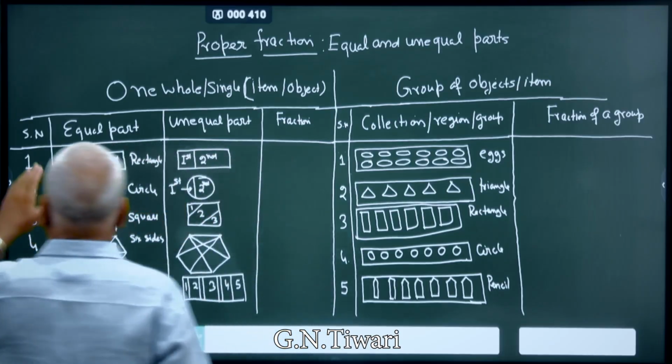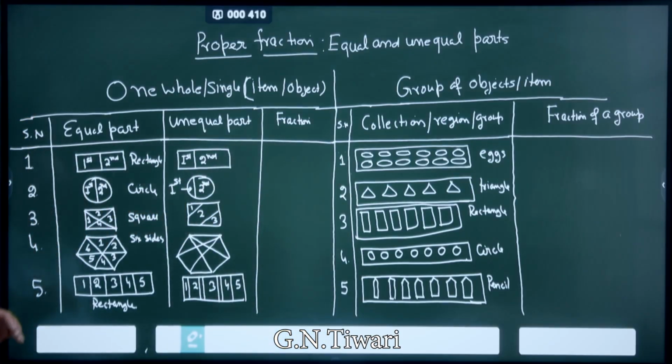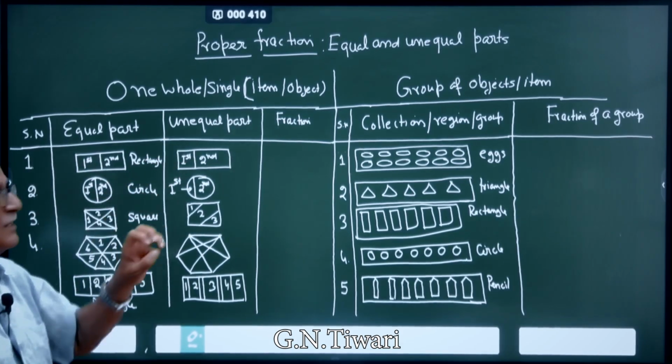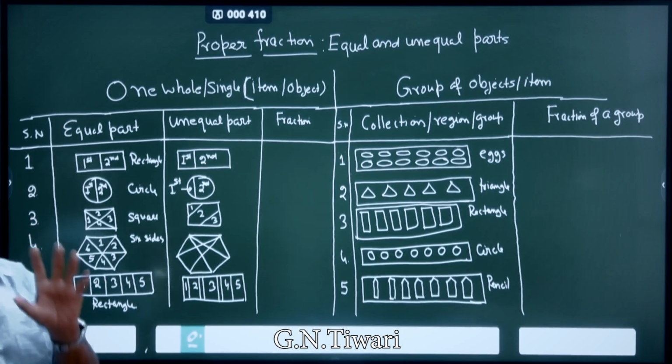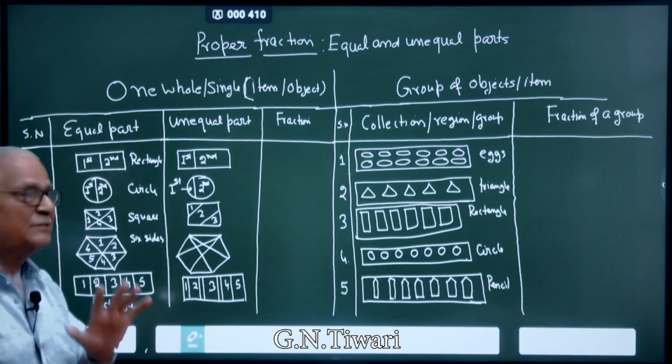Here there are 5 single object items I have given. First is a rectangle, second is a circle, then a square, a six-sided shape, and again a rectangle. Just see here, it is the condition of the fraction that a single or whole should be equally divided. This is divided in 2 parts, this is also divided in 2 parts, but the first part is smaller and the second part is bigger. So it is unequal parts. Be careful, because kids should be clearly shown with the example.